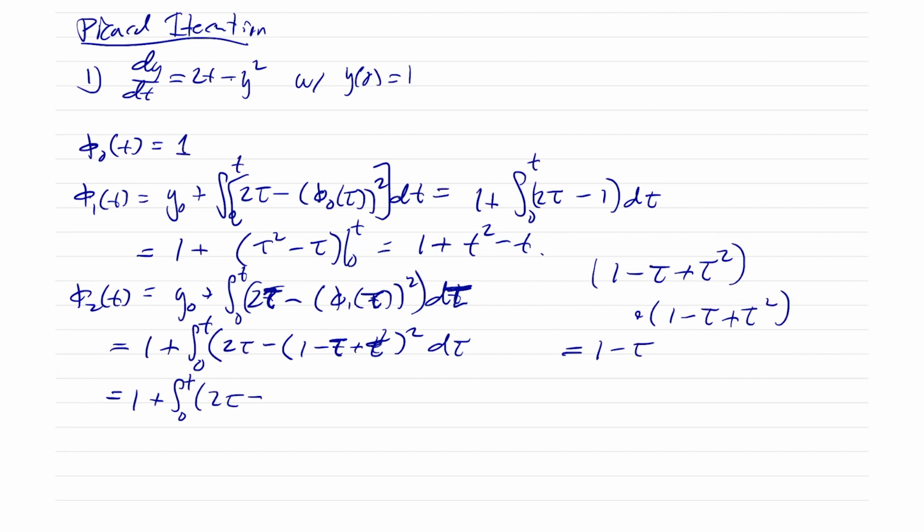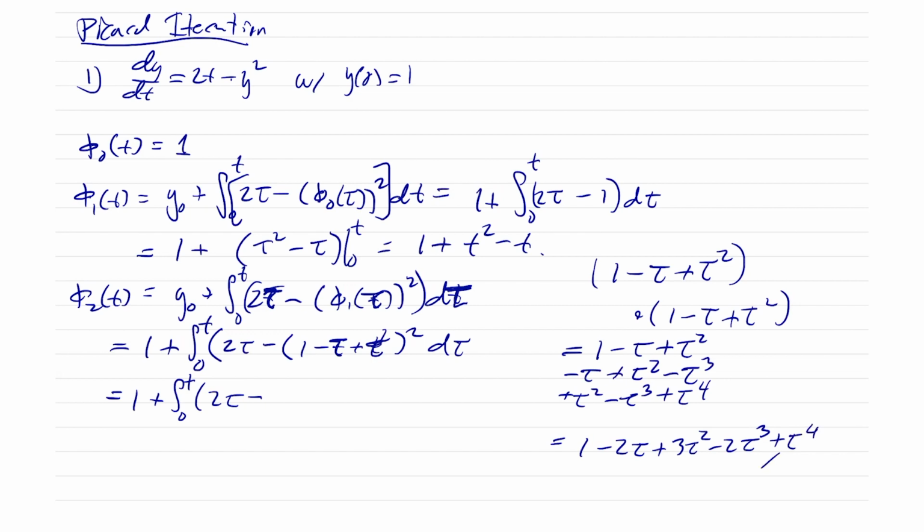So it becomes 1 minus tau plus tau squared, so that's 1 times it. Then we have minus tau plus tau squared minus tau cubed, and then for the last one we get plus tau squared minus tau cubed, and then plus tau to the 4. Right, and so all together we have 1 all by itself, minus 2 tau, plus 3 tau squared, minus 2 tau cubed, plus tau to the 4. You know you did it right if your coefficients are all symmetric. Okay, so now we get 1 minus 2 tau plus 3 tau squared minus 2 tau cubed plus tau to the 4th d tau. And what do we get then?